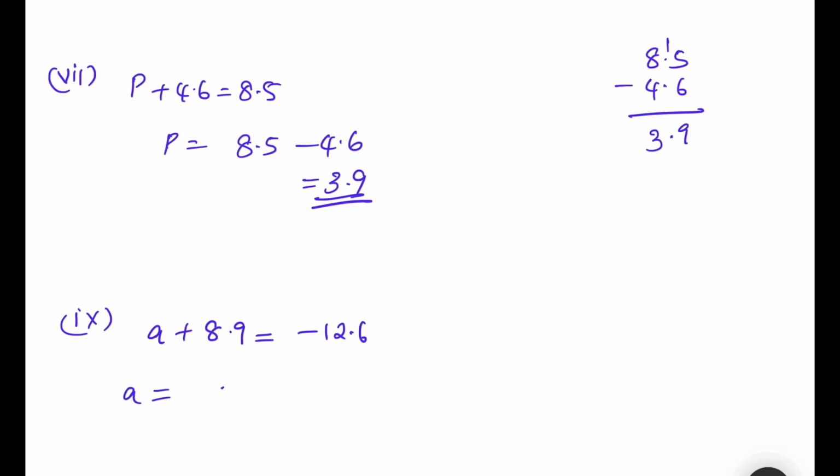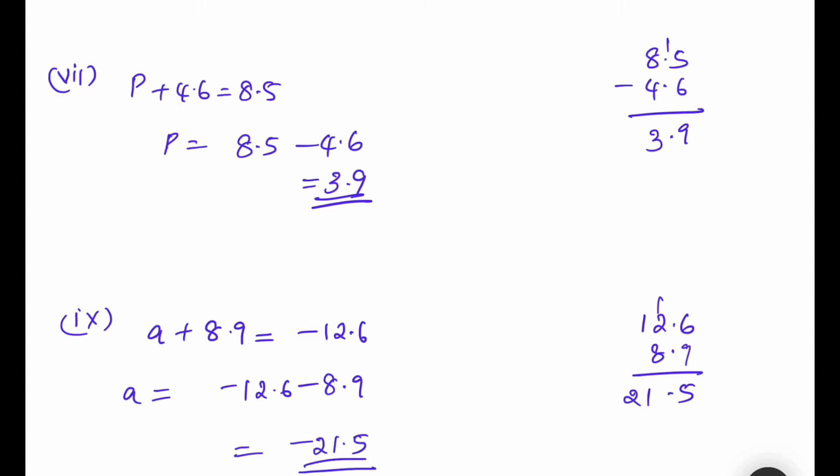The next one you have a plus 8.9 equal to minus 12.6. a equal to minus 12.6 minus 8.9. So in this case you need to add, right? 12.6 plus 8.9. So you will get minus 21.5 will be your answer.